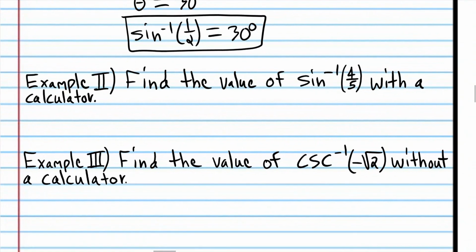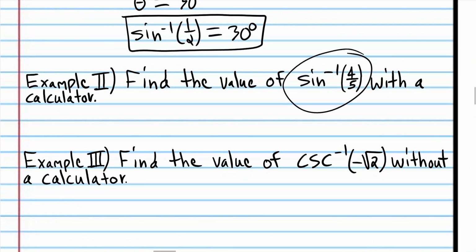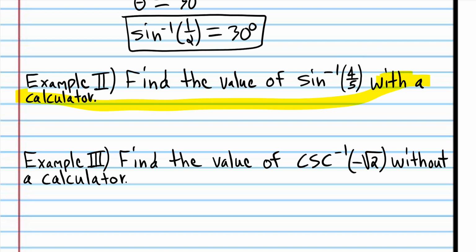So now we're going to find the value of sine inverse of 4/5, and you notice that 4/5 is not a special ratio. We don't recognize that ratio, and that's why we need to do this with a calculator. So for this problem, we can find the answer immediately. We don't really have to do any investigation. We can just enter that into the calculator.